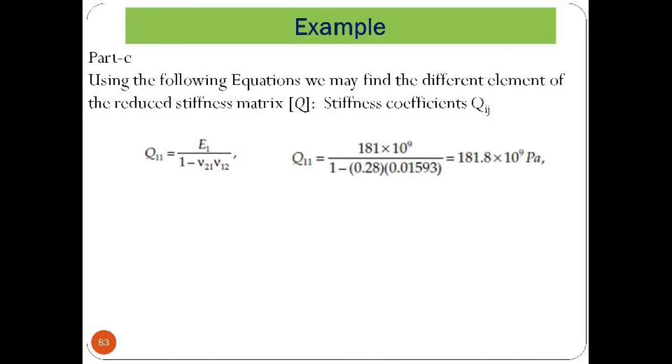So likewise, Q11 can be calculated as 181.8 into 10 raised to the power 9 Pascal, and the same value is to be used in order to have the macromechanical analysis of a laminate. So this will be the first stiffness constant coefficient, and from this we will have to construct the stiffness matrix finally.